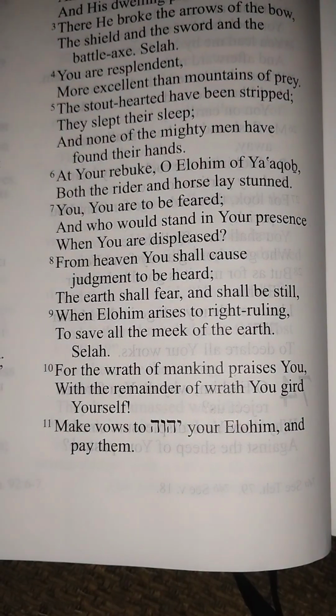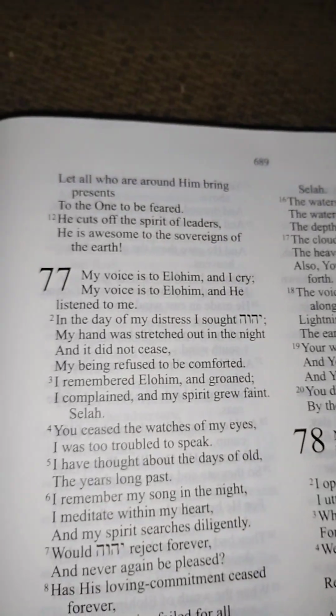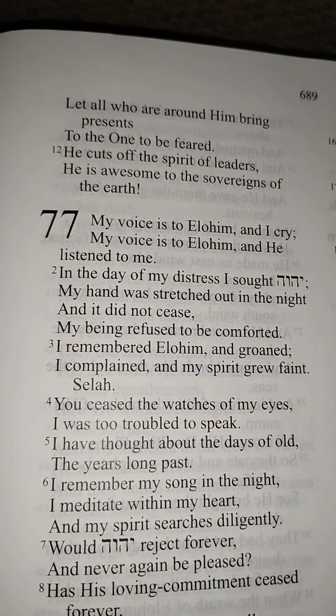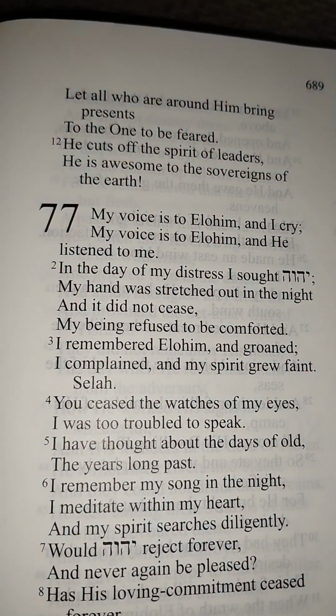Make vows to Yahweh your Elohim and pay them. Let all who are around him bring presents to the one to be feared. He cuts off the spirit of leaders. He is awesome to the sovereigns of the earth.